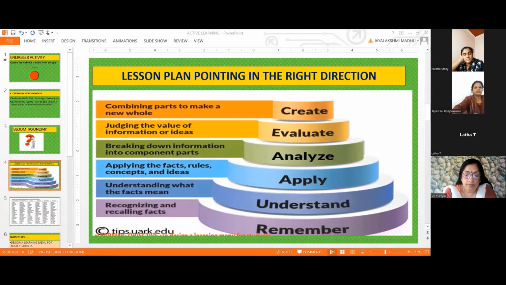So we will just have a look at how each one works, and what type of activities we can give to the students at each level. So what are the 6 levels of Bloom's taxonomy in order?